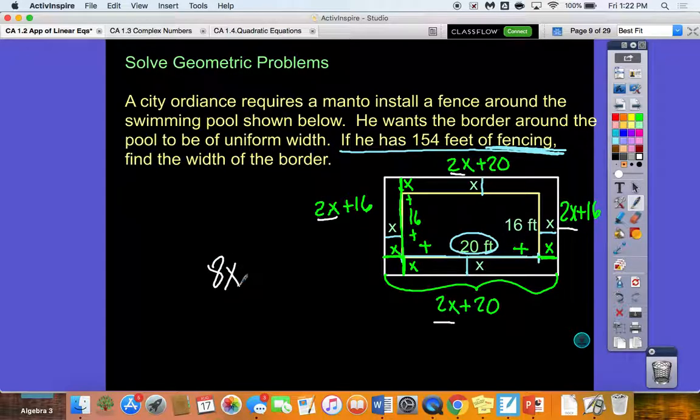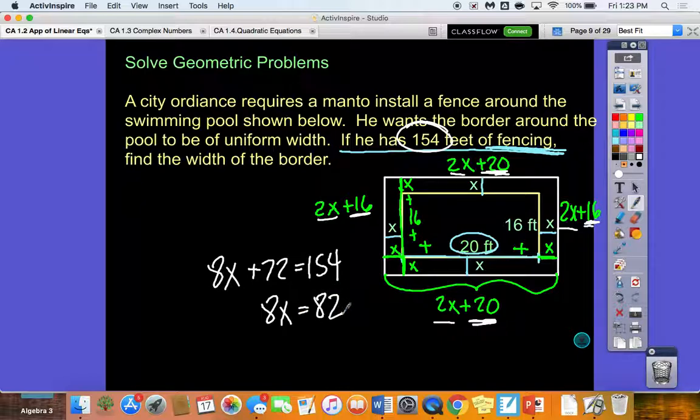So then you've got to do all these numbers, but doing the same ones is easier. 20 and 20 gives me 40. 16 and 16 gives me 32. So 40 plus 32 is 72. And the problem stated that the total was 154. So now I need to solve. If I subtract 154 minus 72, I get 82.